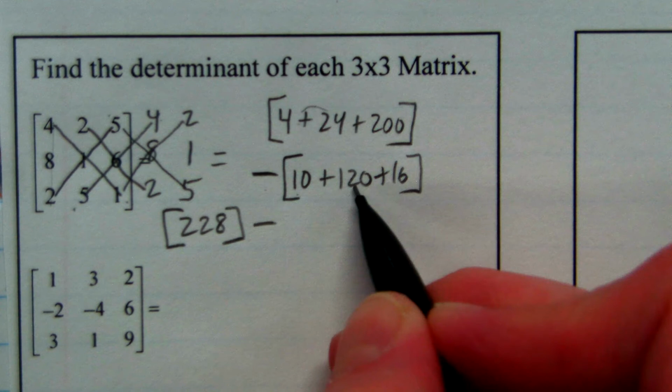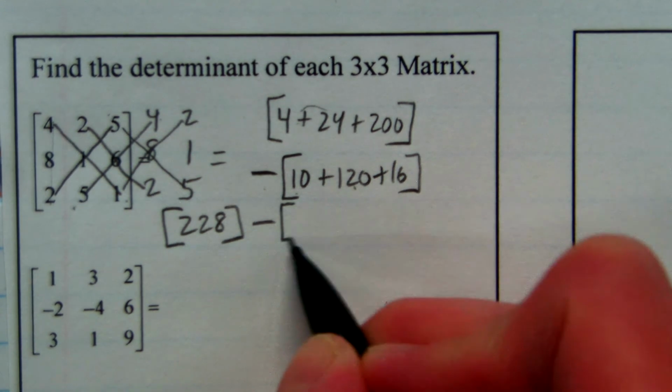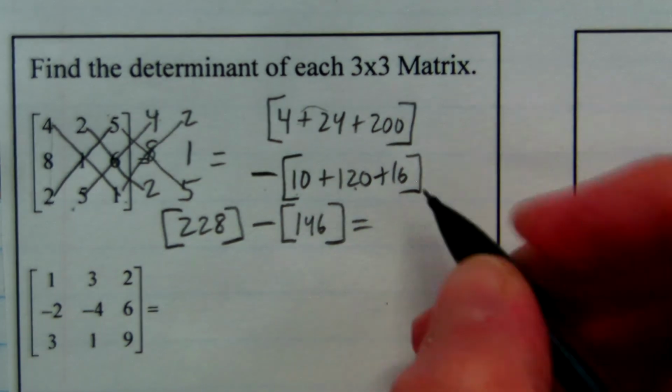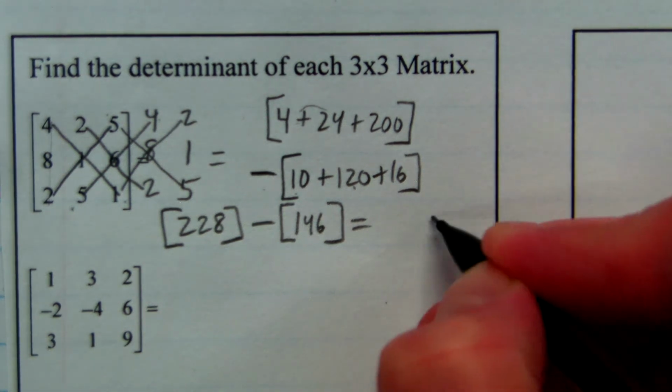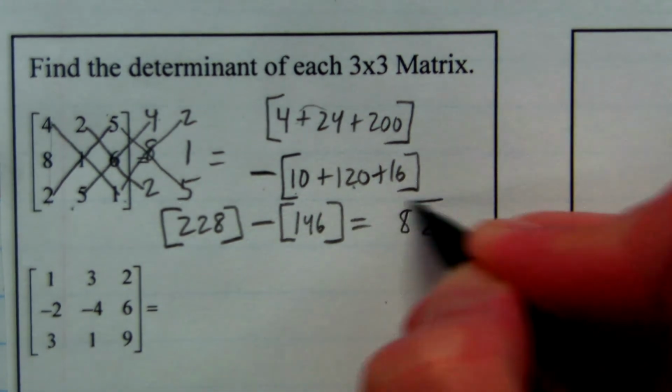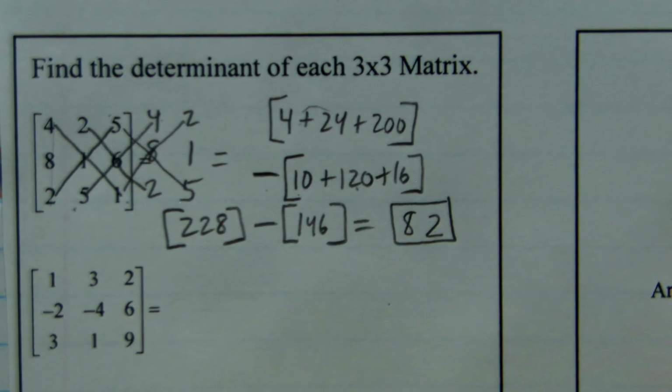And then this would be 130, 146. And then we subtract those. So what does that come out to be? 82, is that right? I think so too. So if we didn't mess up any of the math, the determinant for that one is 82. So it's a little bit more involved.